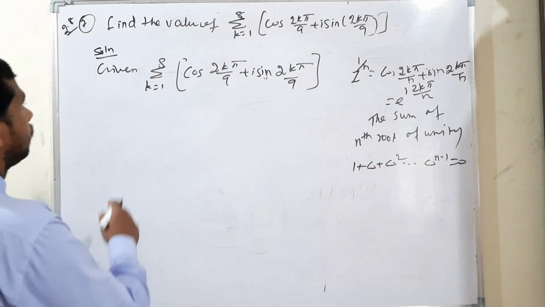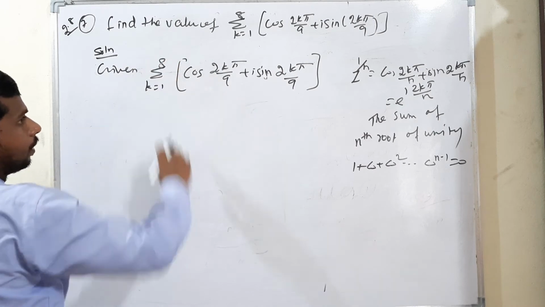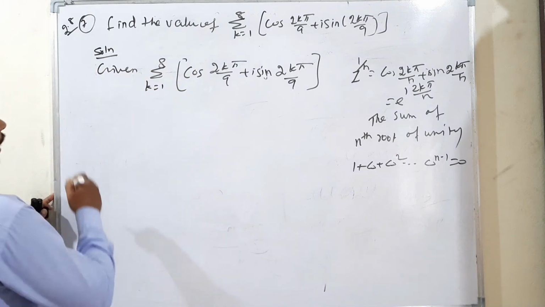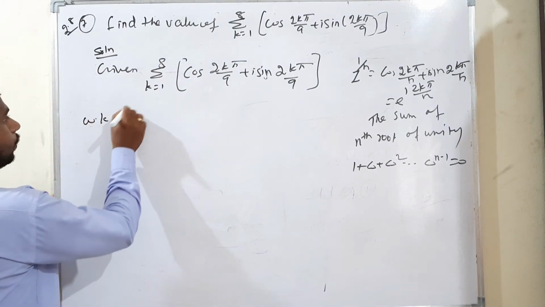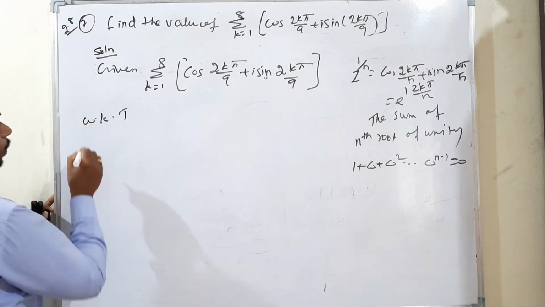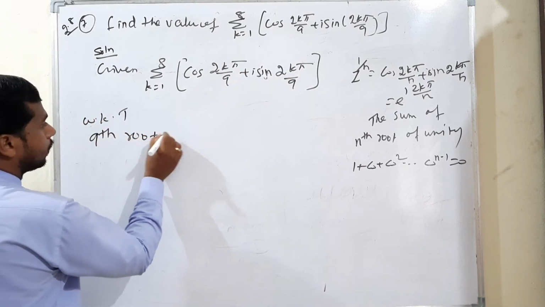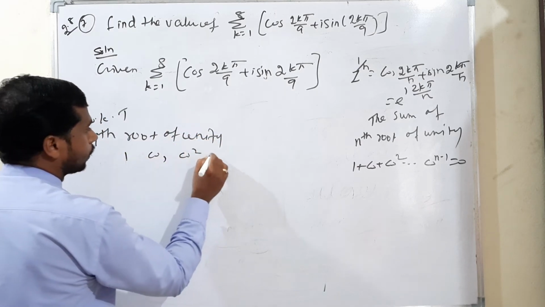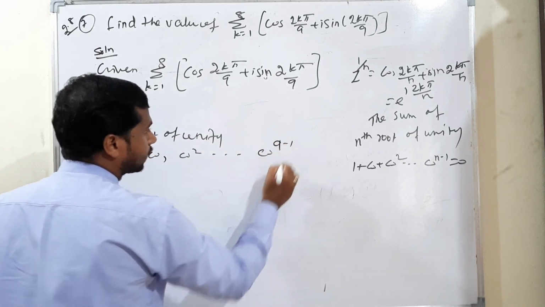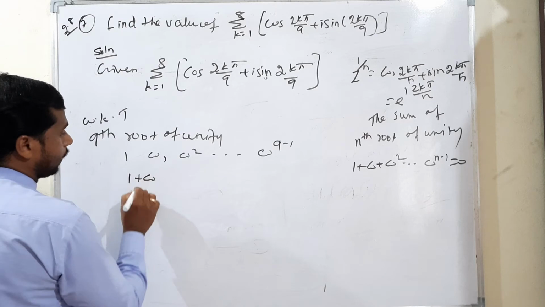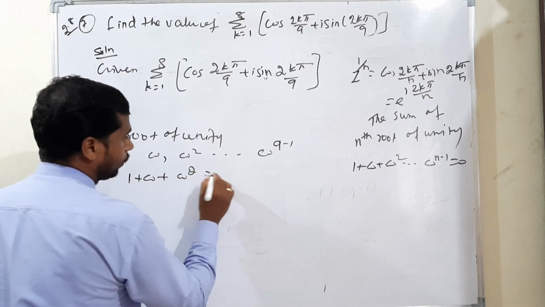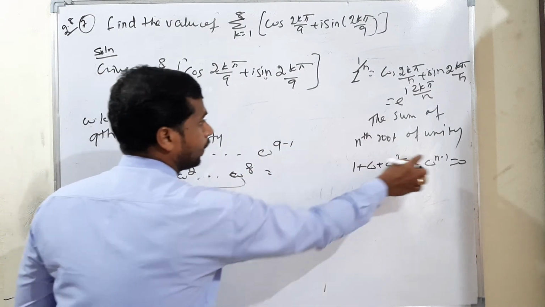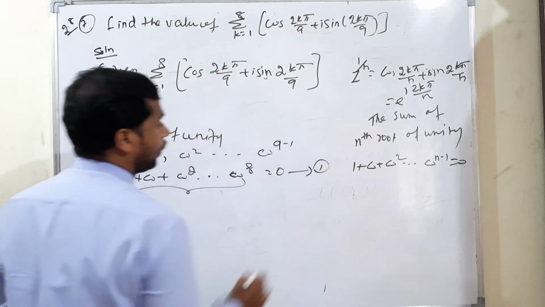Now the given condition is the summation for k equals 1 to 8. We know that for the 9th roots of unity we have 1, ω, ω square, up to ω to the power n minus 1, which is 9 minus 1, that is 8. So 1 plus ω plus ω square up to ω to the power 8 is the sum of the nth roots of unity, and its value is equal to 0. This is considered equation number 1.